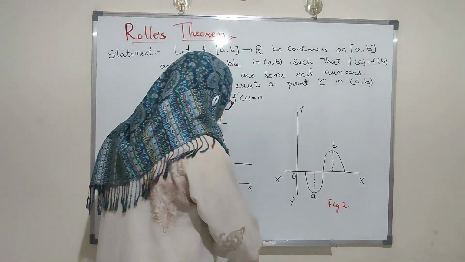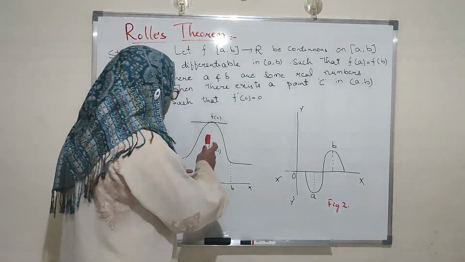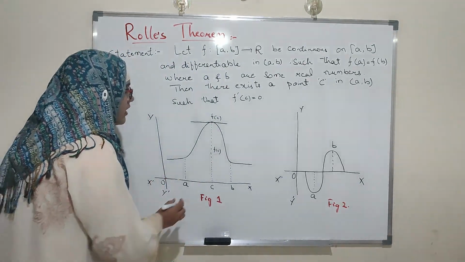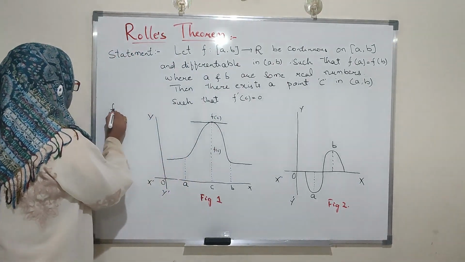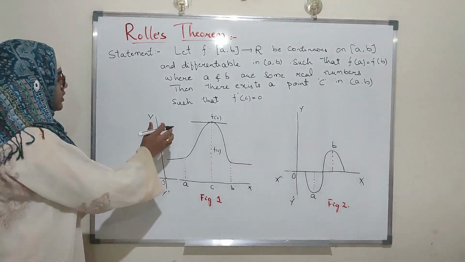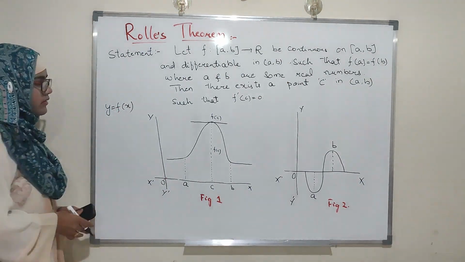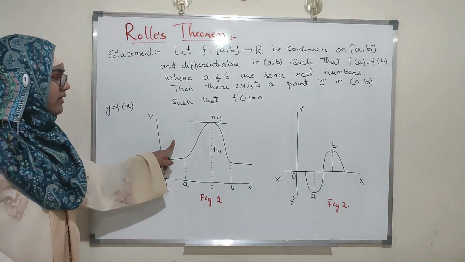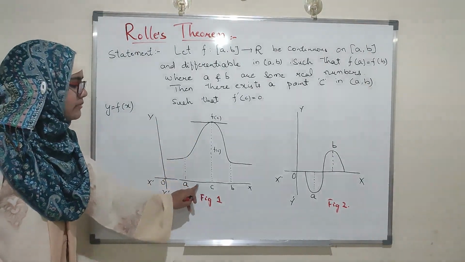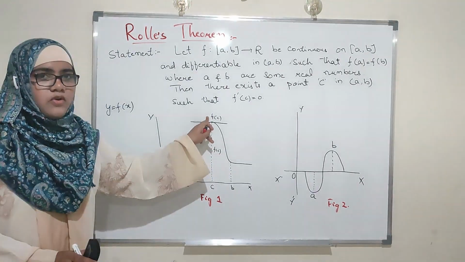So we can say the slope of the tangent to the graph. Which graph are we using here? f of x, I am writing. The slope of the tangent to the graph y is equal to f of x. We are taking this graph. This graph is y is equal to f of x. Here we got point C in between A and B. That's why I have written here f of C.